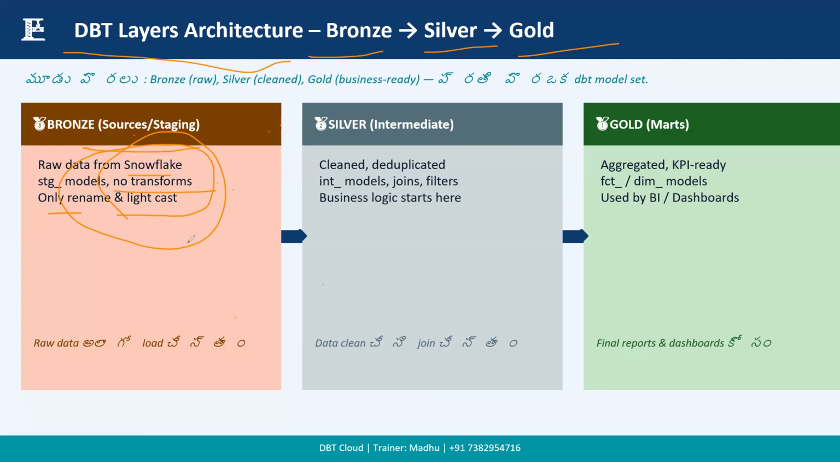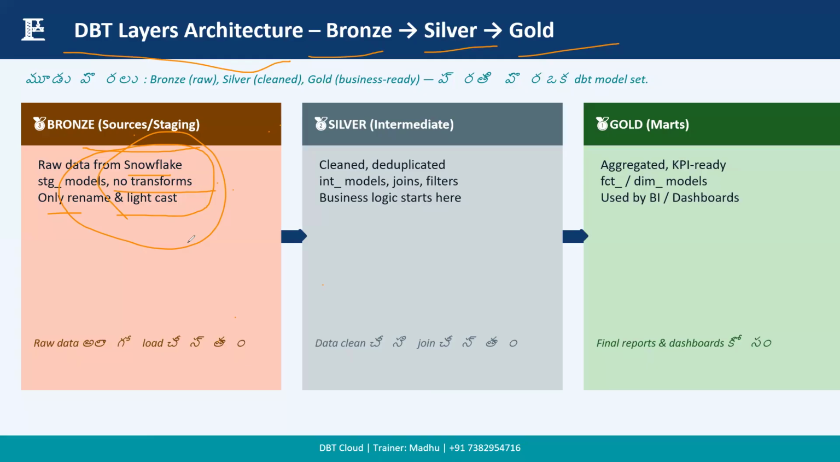So remember, if they ask you to explain the project architecture, you need to explain everything I'm telling you here. This is enough. Here it is simply raw data. We have only staging models, so no transformations, only renaming and light casting.